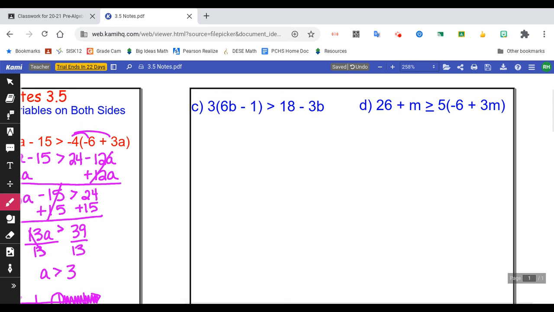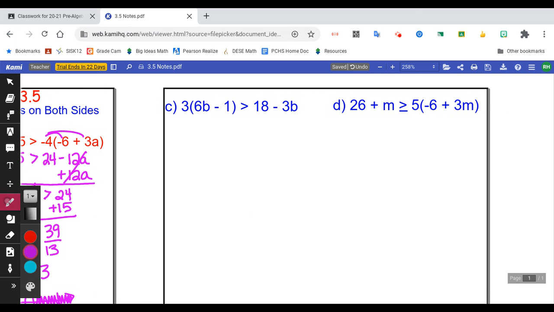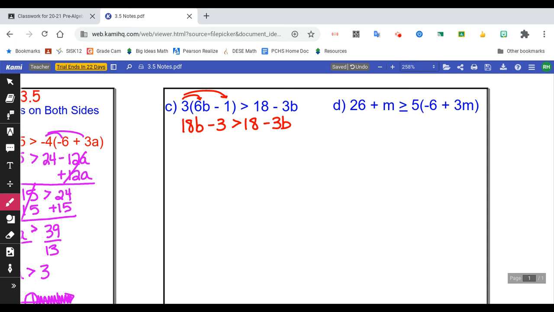Next one. We've got 3 being distributed to start right out of the gate. So I have 18b minus 3 is greater than 18 minus 3b. Those look really close to being the same thing, but they're not, so we have to keep going.